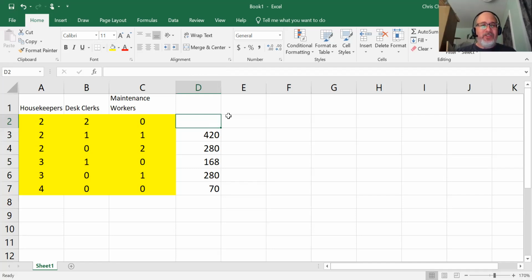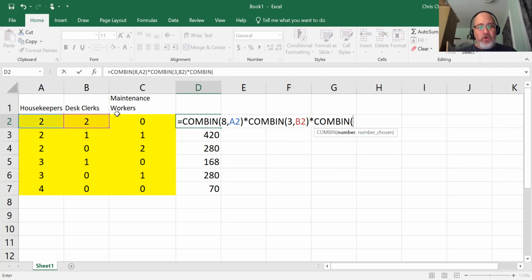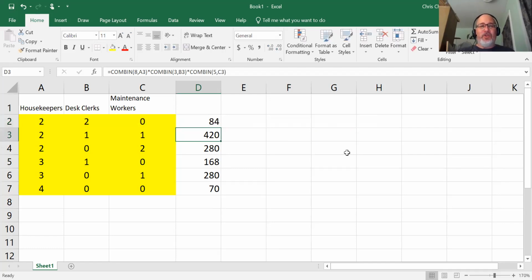For example, on this one, it was equals. The Excel command for number of combinations is COMBIN. You open parentheses, and it tells you how many are you choosing from. From the housekeepers, it was 8. How many are you choosing? This number, close parentheses, times COMBIN, open parentheses. For the desk clerks, there were 3. And then we are choosing this number in this cell, close parentheses, times COMBIN. For the maintenance workers, there were 5. Comma, and the number we're choosing is 0, close parentheses. That calculates the combinations and multiplies them.